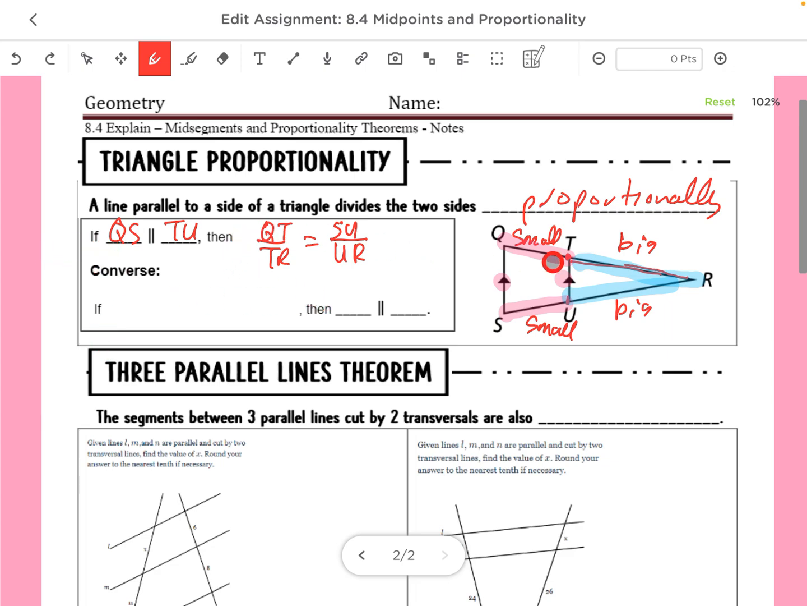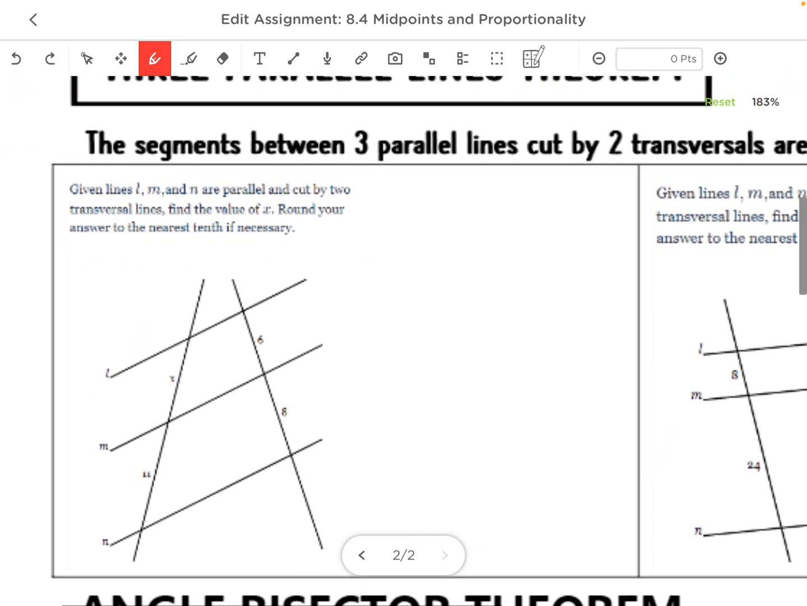we can go backwards. So if we knew that QT over TR is proportional with SU over UR, if we know that, then that tells us that QS has to be parallel with TU. Okay, so that's our converse. So we're working everything backwards, just like we learned the whole semester. If these 2 are parallel, I know these have to be proportional to those, and if I know those are proportional, I know those have to be parallel. All right, so let's keep that in mind.